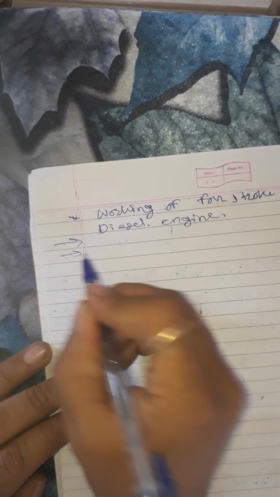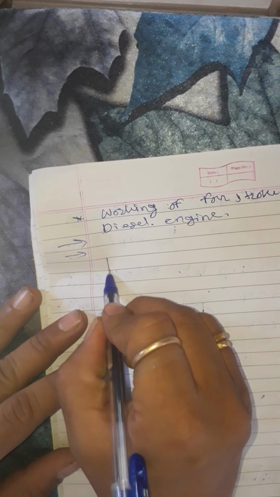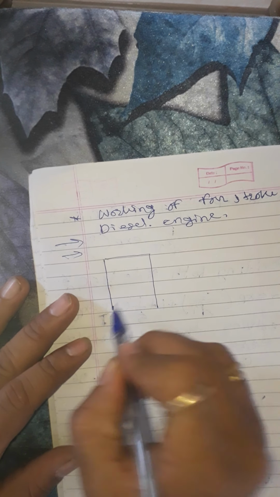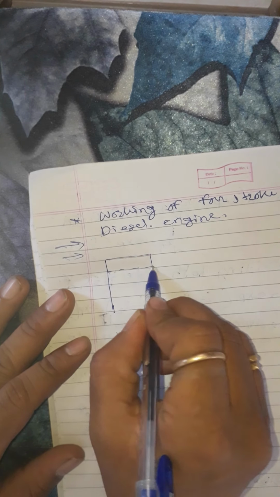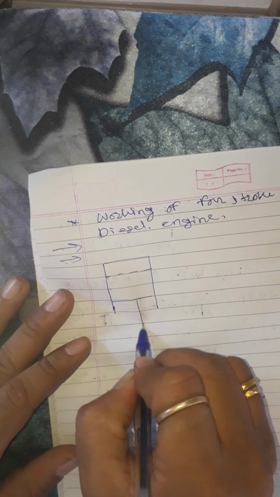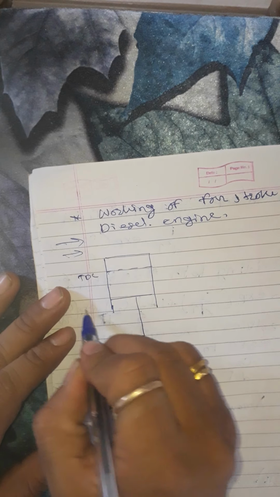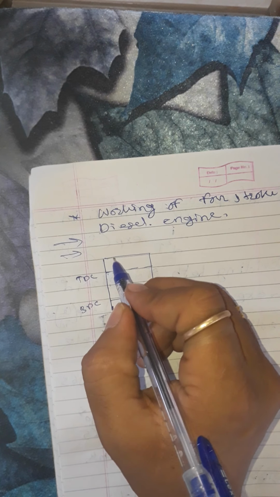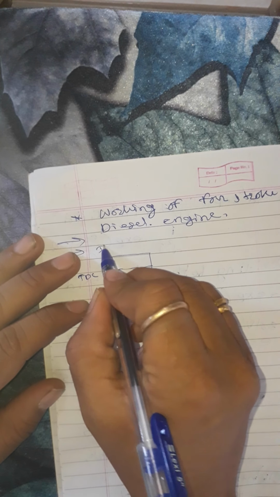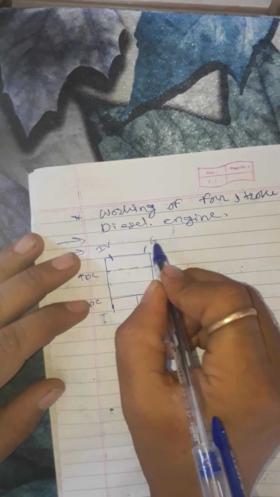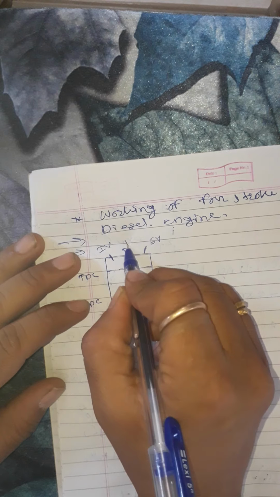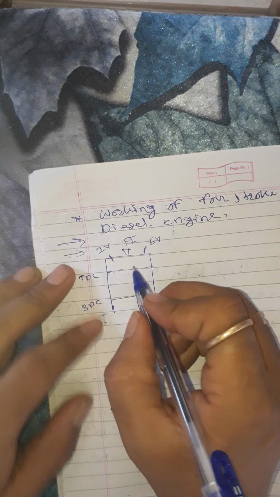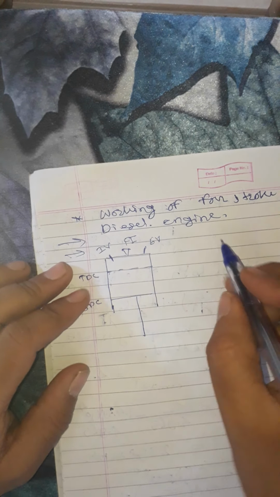So I will draw the diagram for each stroke, a very simple diagram. You have to draw this in the examination, right? This is the initial position of the piston, this is the final position, this is your TDC, this is BDC. What are TDC and BDC? Top dead center and bottom dead center. This is the inlet valve, this is the exhaust valve, and this is the fuel injector, FI. In the petrol engine this is the spark plug, but here it is the fuel injector.